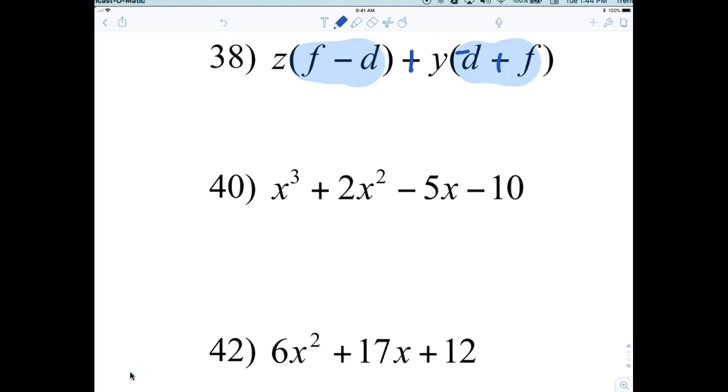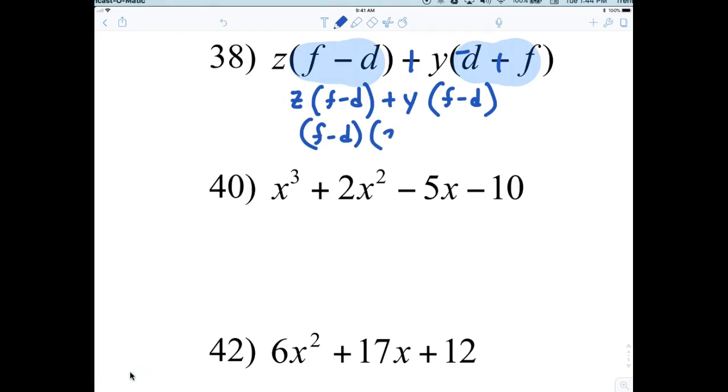Now that you see the signs are changed, I want you to rewrite it as z times f minus d plus y times f minus d. And now what's common? F minus D. So now you have f minus d times z plus y. Any objections to that? Everybody pretty happy with that? All right, let's try the next one.